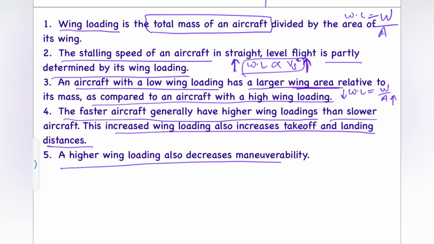A higher wing loading also decreases maneuverability because the aircraft inertia is that much, and high wing loading aircraft are moving at a higher speed also. Because of that inertia, the maneuverability is restricted and decreased. It cannot take very tight turns. It can take turns, but at its own movement speed. A lower wing loading, on the other hand, like trainer aircraft or the smaller glider, can easily maneuver. So here I conclude my video.